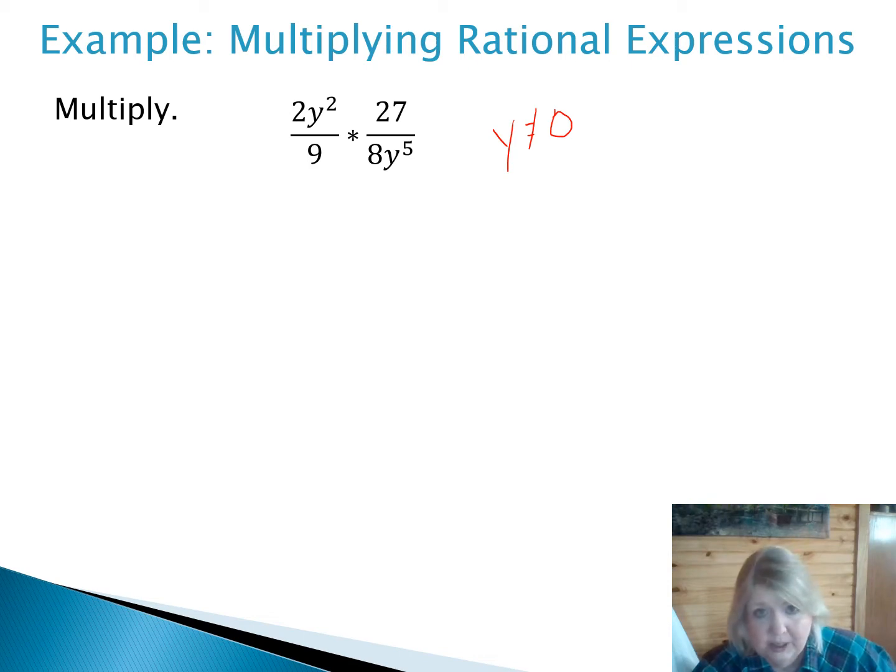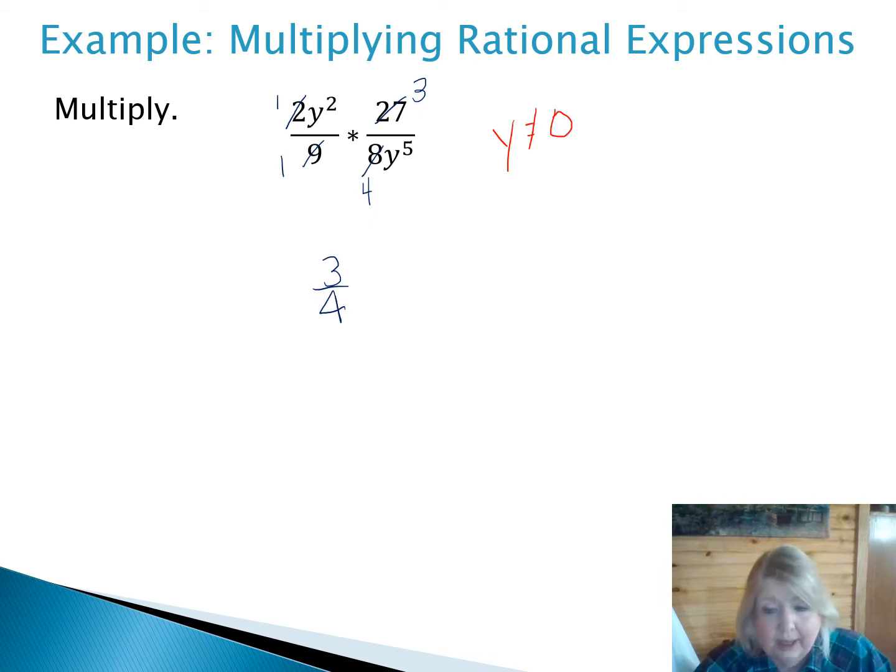Okay, since this one is kind of like middle school, except for the y's, and we'll get to them in a minute, I'm going to cancel like I would in middle school math. 2 goes into 2 one time, 2 goes into 8 4 times. 9 goes into 9 one time, 9 goes into 27 3 times. So numerically, this works out to be 3/4.